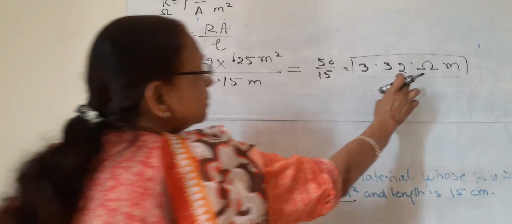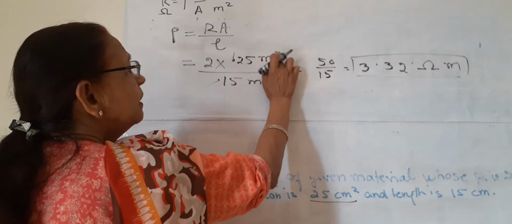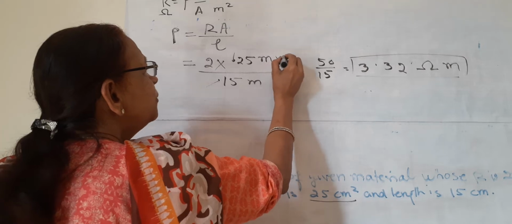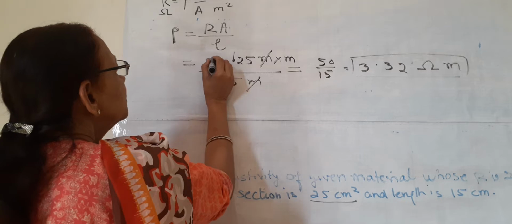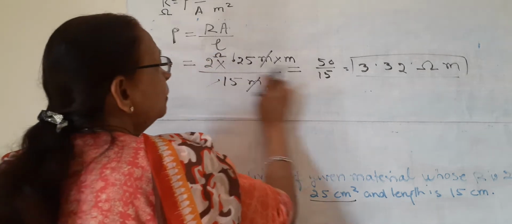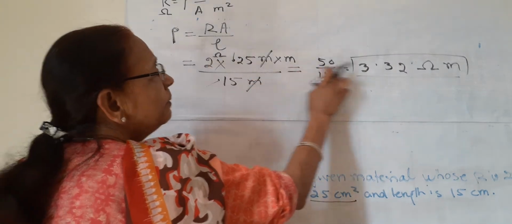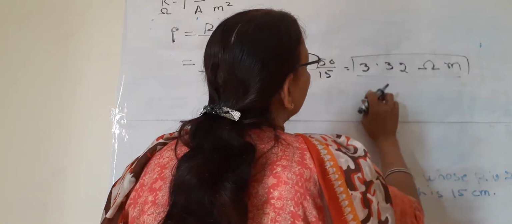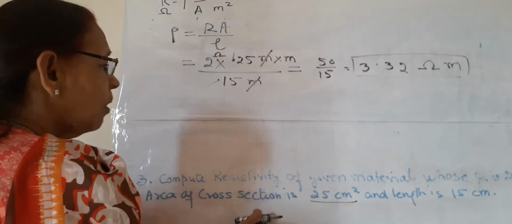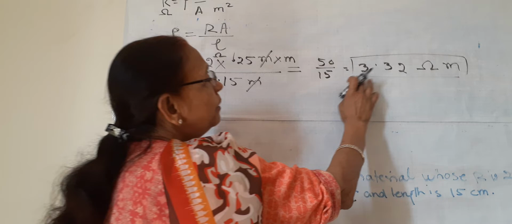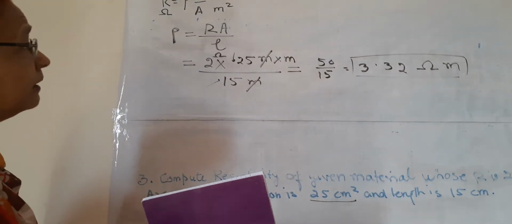So how do we get this ohm meter? We can also look here. This is meter square, meaning meter into meter. So 1 meter is cut by 1. This 2 is in ohm. So the unit of resistivity is ohm meter. In this way, we have this unit of resistivity, and the resistivity of this material is 3.33 ohm meter. This is the third one.